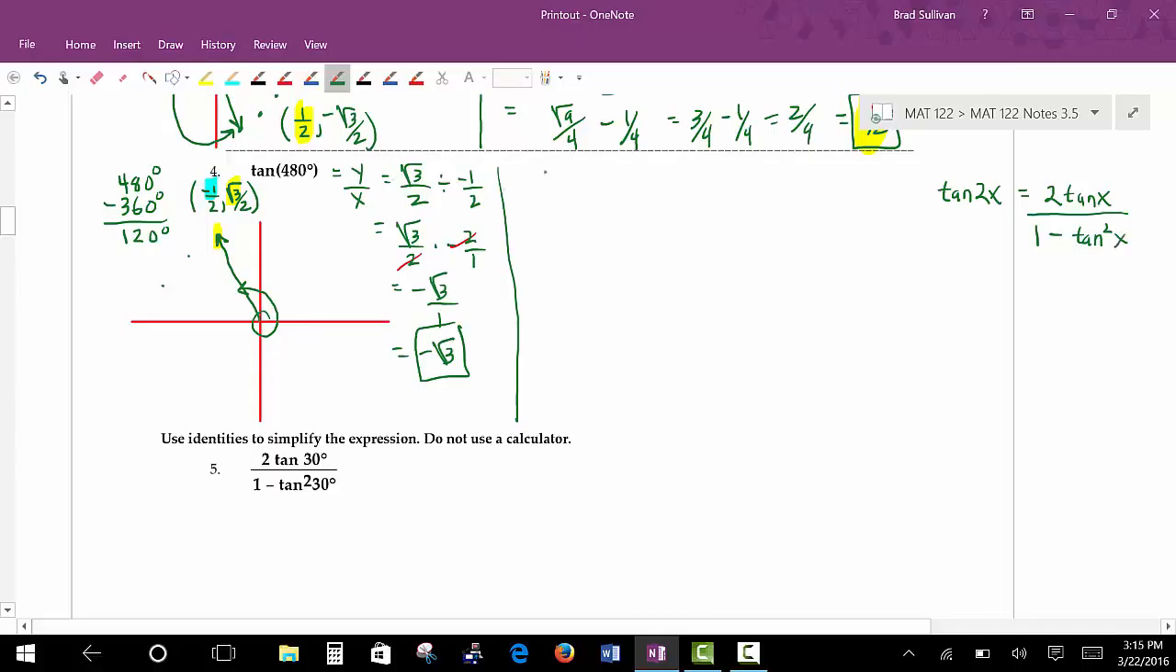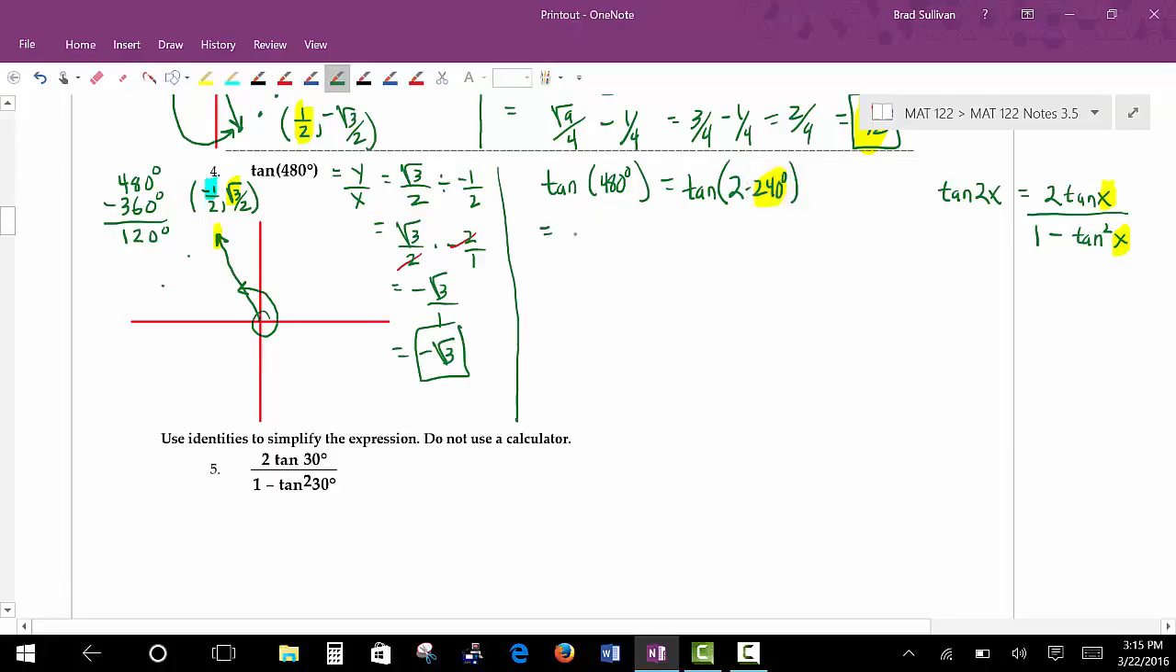Okay, so what we're going to do is we're going to rewrite the tangent of 480 degrees. We're going to write it as doubling. So if we take 480 divided by 2, we get 2 times 240 degrees. Okay. Then what we do is, in this identity, see that x is not 480, it's 240. It's what you're doubling. Okay. So what we're going to do is we're going to plug into the identity.